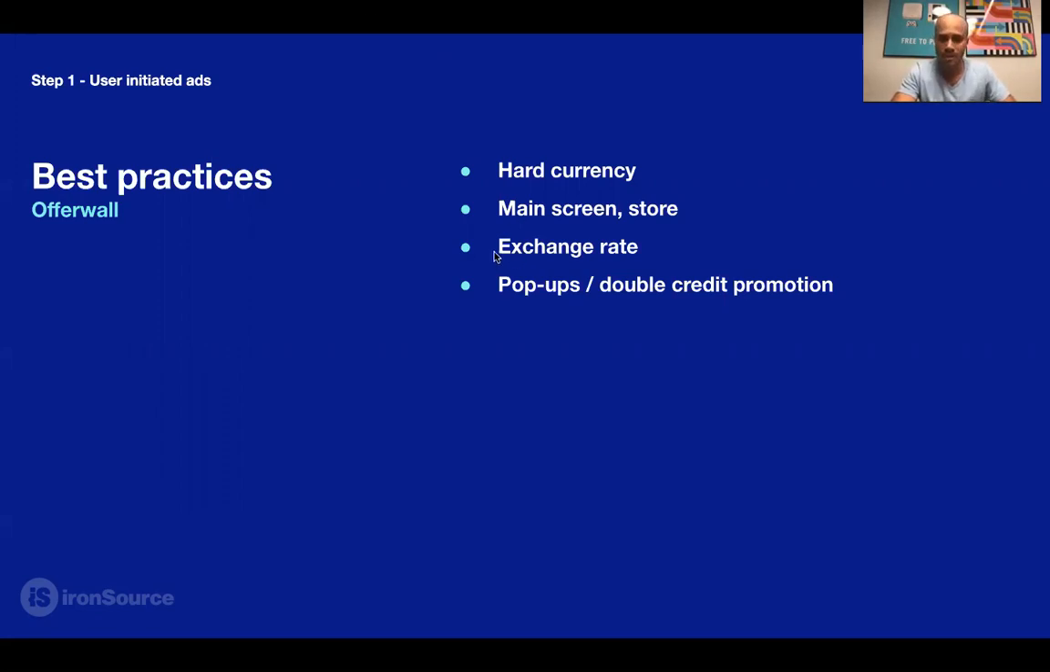The exchange rate is actually something that you decide what it will be in the offer wall, meaning how many virtual goods you are going to bring per each dollar of revenue. My recommendation is to have the same exchange rate as the store, or even better, because you also don't have the 30% fee that you have for the stores. The exchange rate is net after the fee. And usually for offer wall, we see that pop-ups and double credit promotion help a lot to increase the engagement rate and to make sure that you are making more impressions per user, meaning more revenue.